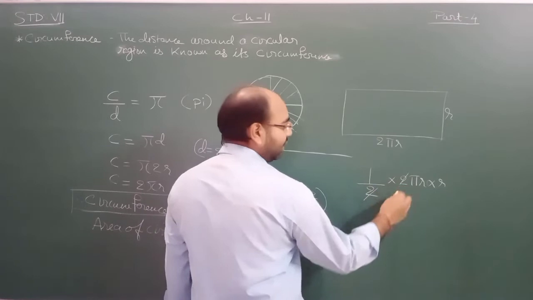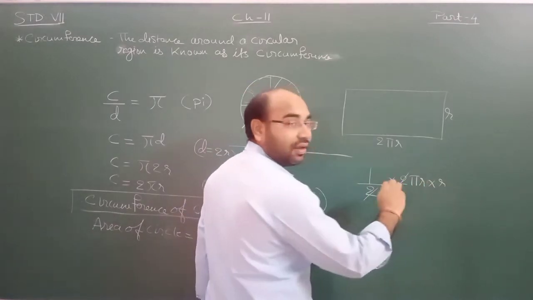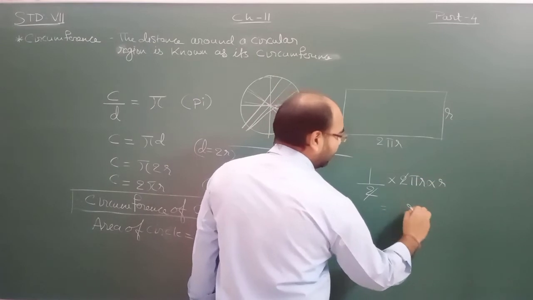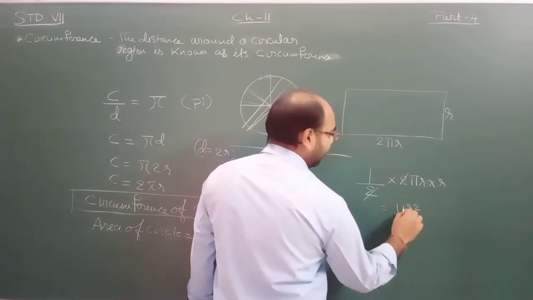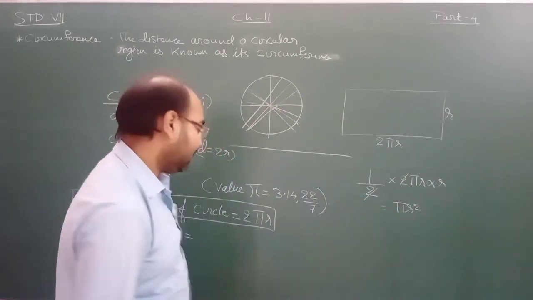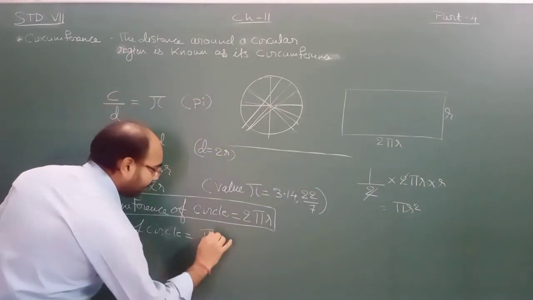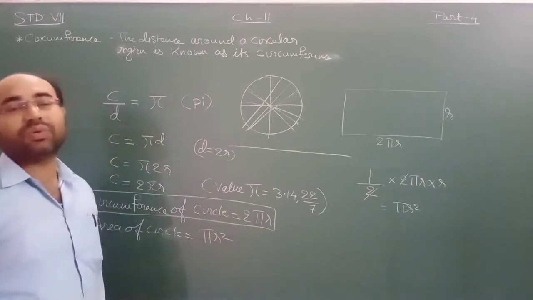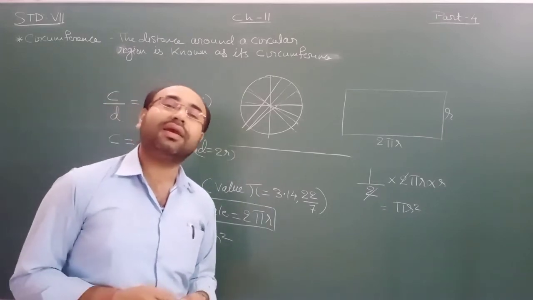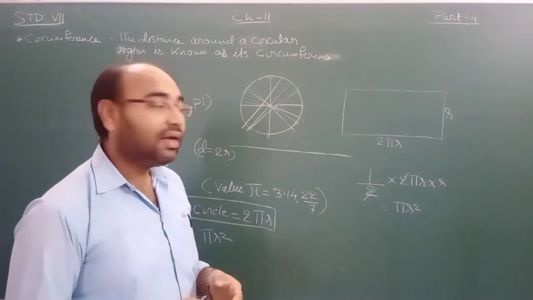So the 2 gets cancelled, so what is the remaining thing? r into r, that becomes r square, and what is remaining? Pi. So the formula that we get for the area of a circle is pi r square. Again, the value for pi can be 3.14 or 22 upon 7.